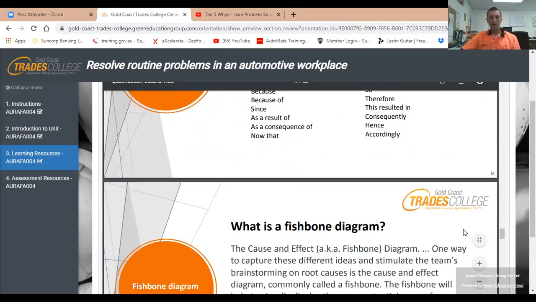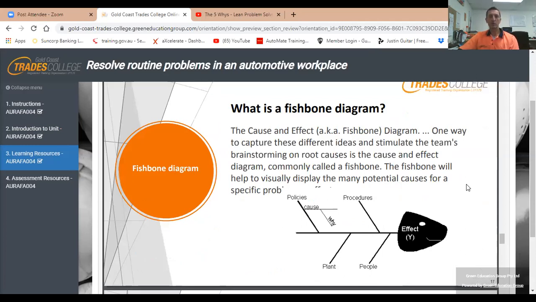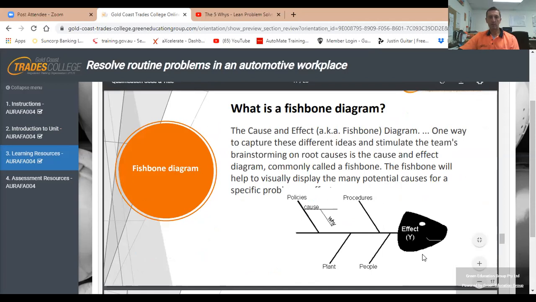I'm just going to touch on this fishbone diagram, and then I'm going to share a video with you, which gives you a little bit more of an understanding of problem solving methods and techniques. The cause and effect fishbone diagram, commonly known as fishbone because it looks a little bit like a fish. There's the fish's spine and there are the skeleton of the fish.